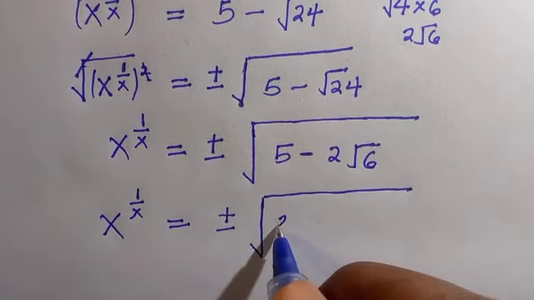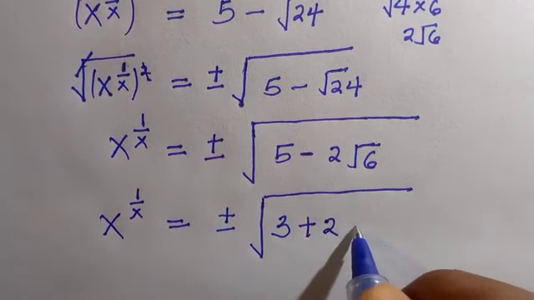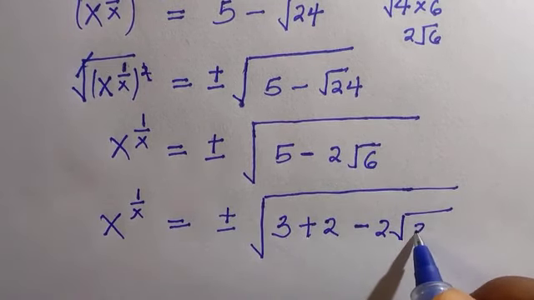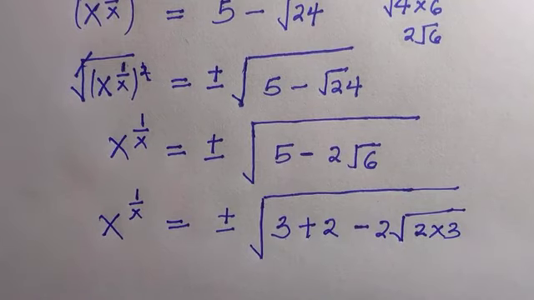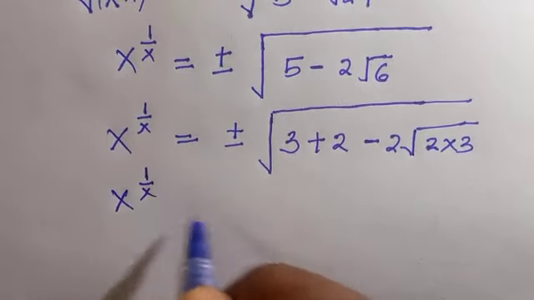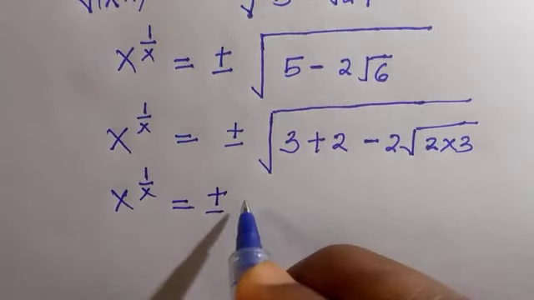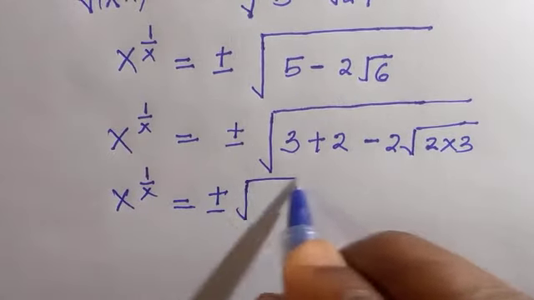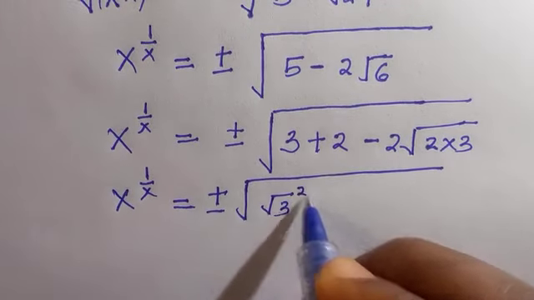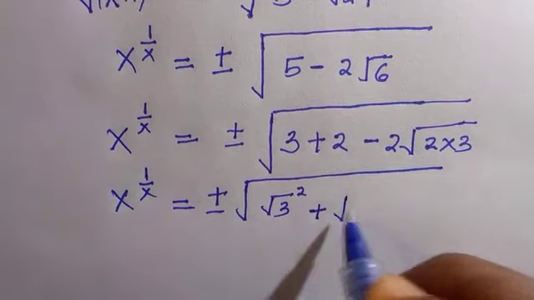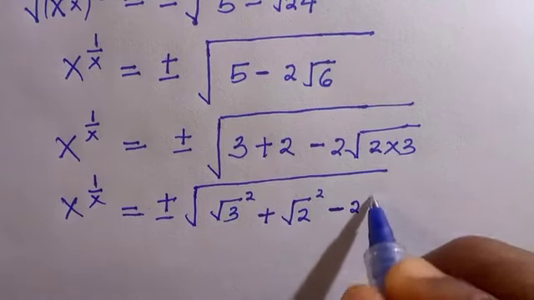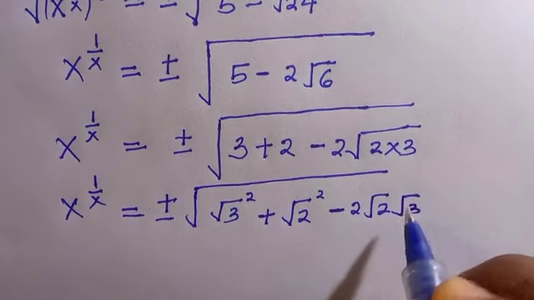so if I break this 5 into 3 plus 2, minus 2 root 6, we have it as 2 multiplied by 3, or 3 multiplied by 2, anyhow. So the next thing is we have x raised to power 1 over x equals plus or minus the square root of, so we know that this 3 can be written as root 3 squared, plus root 2 squared, and we have minus 2, separation of this becomes 2 root 2 and root 3.